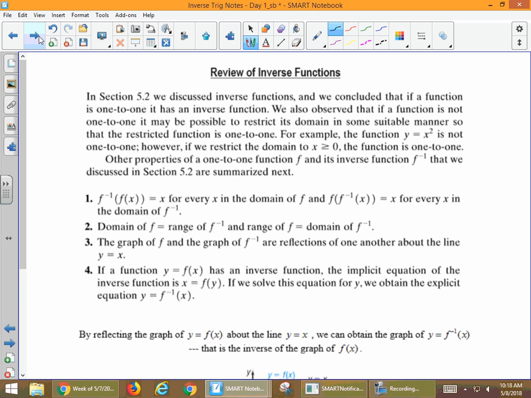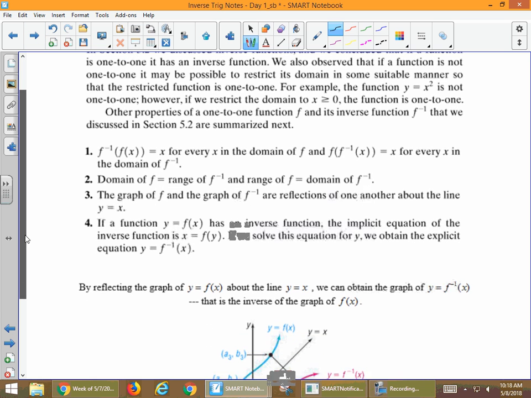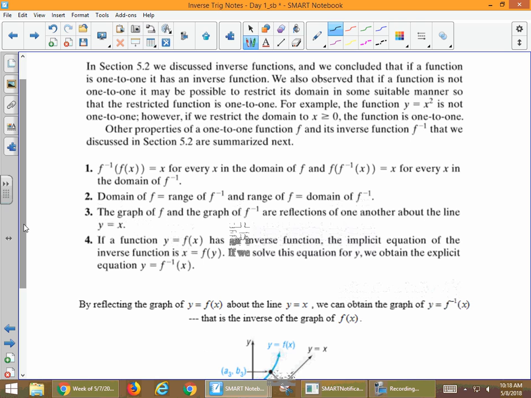All right. So review of inverse functions. With inverse functions, there are some nice properties that happen. First, with inverse functions, you have to have that one-to-one relationship, meaning that you have to have one x and one y paired together only. They have to pass the horizontal line test.